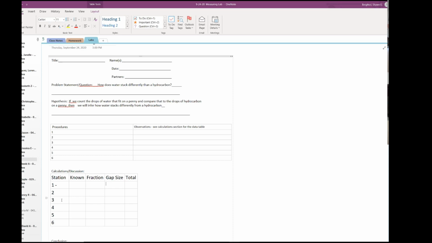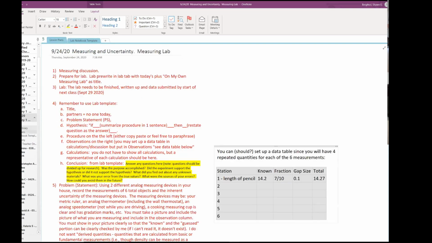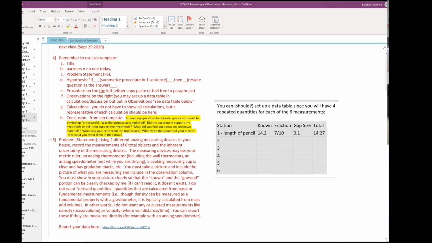Do not forget, you've got to enter your data. Down here at the bottom, nope. Where is it? It's under today's notes. At the bottom, it says report your data here. There's a website. You got to enter your data there.